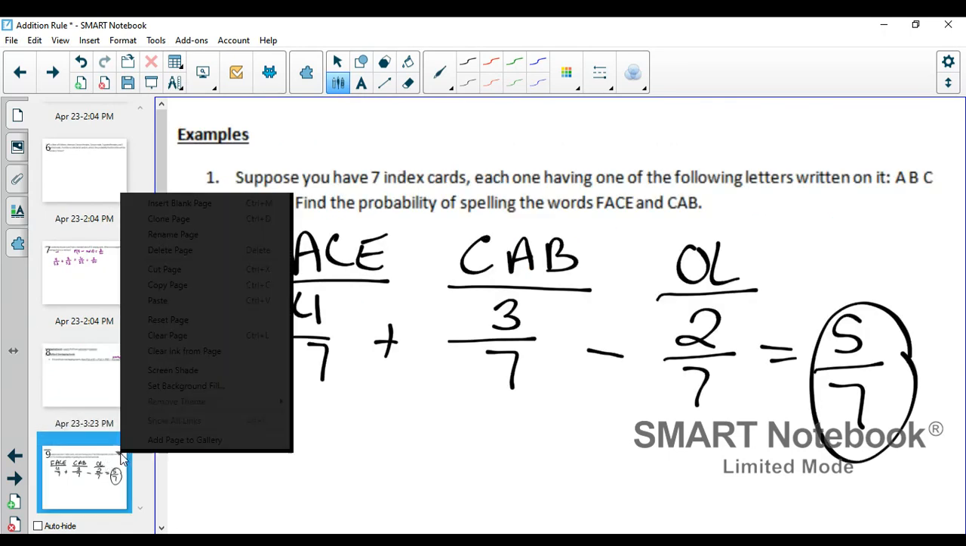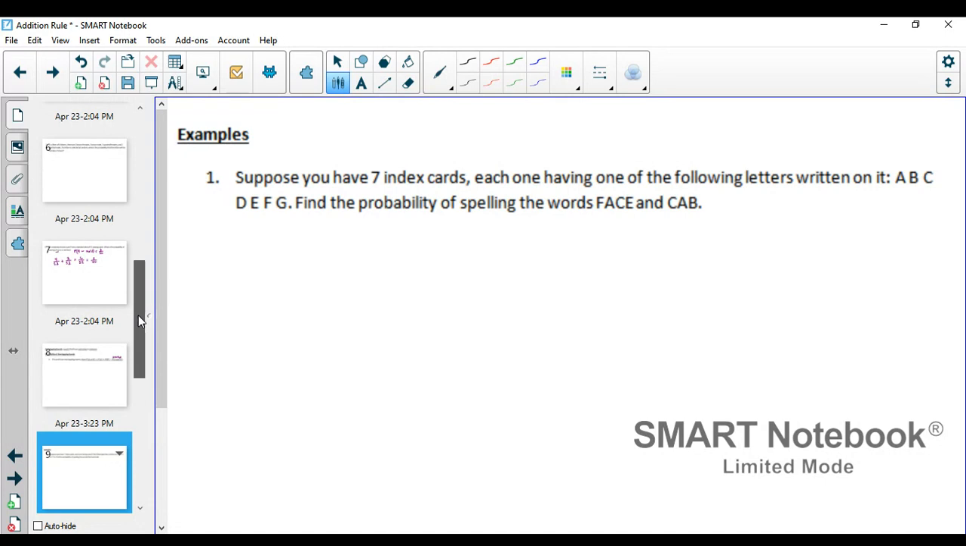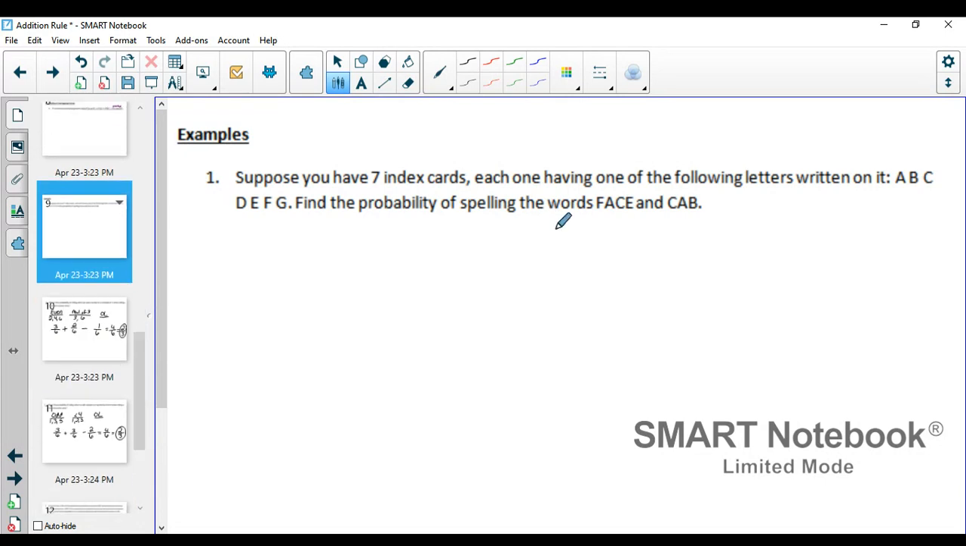Right. So our first example, we have 7 index cards, and each one has the following letters, so A, B, C, D, E, F, G. So we want to find the probability of spelling the words face and cab. Okay. So the word face uses 4 letters. So we're using 4 out of the 7 letters that we have to spell the word face. Right? And then to spell the word cab, we're using 3 out of the 7 letters.